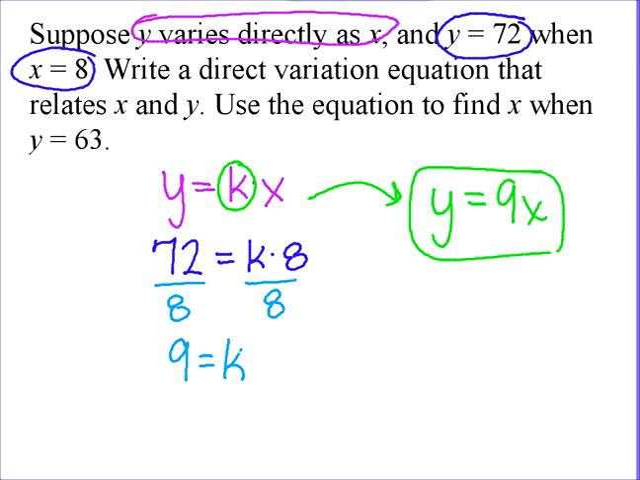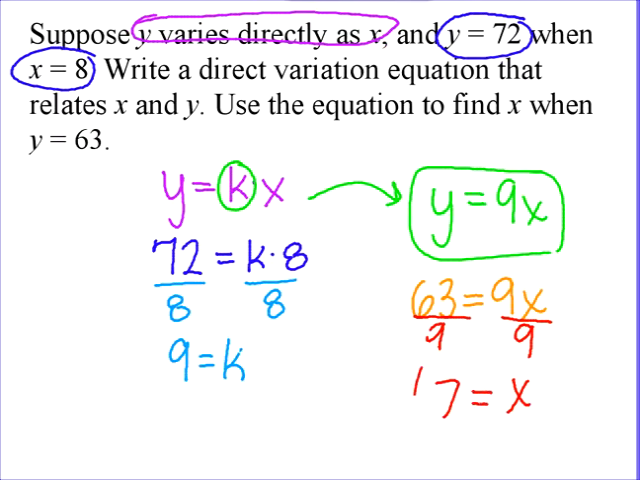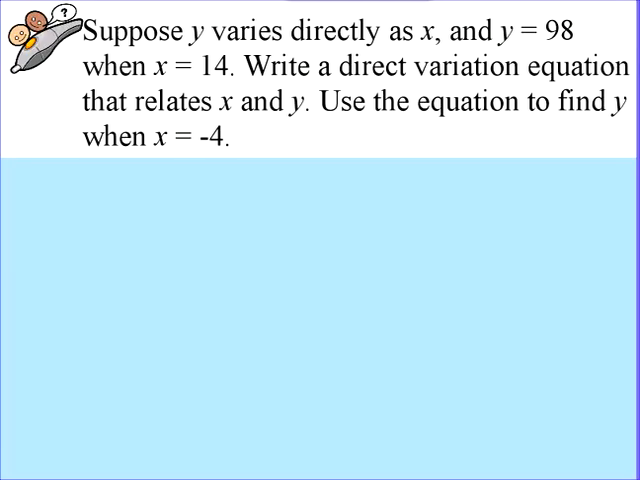Plug in 63 for y. Equals 9. And then what I do to solve is divide both sides by 9. And so I get x to equal 7. So that's your second answer. Okay, so your equation is first and x equals 7 is your second. So now what I want you to do is the same thing here.